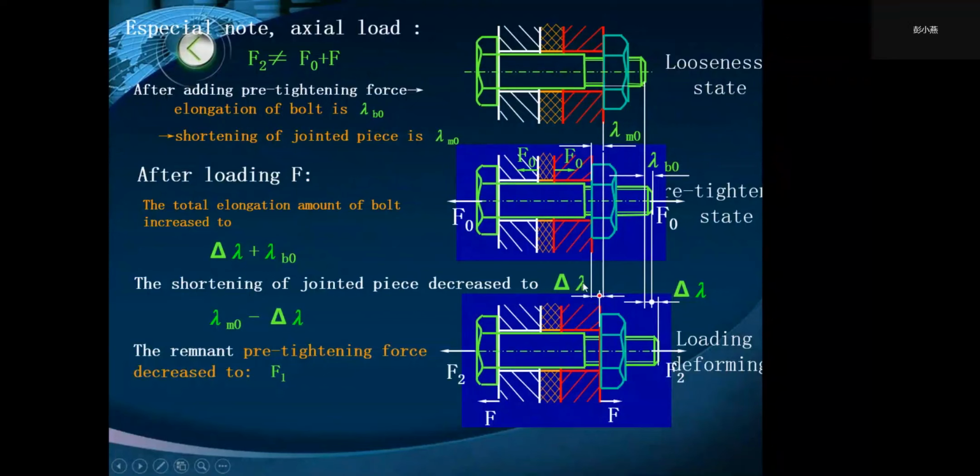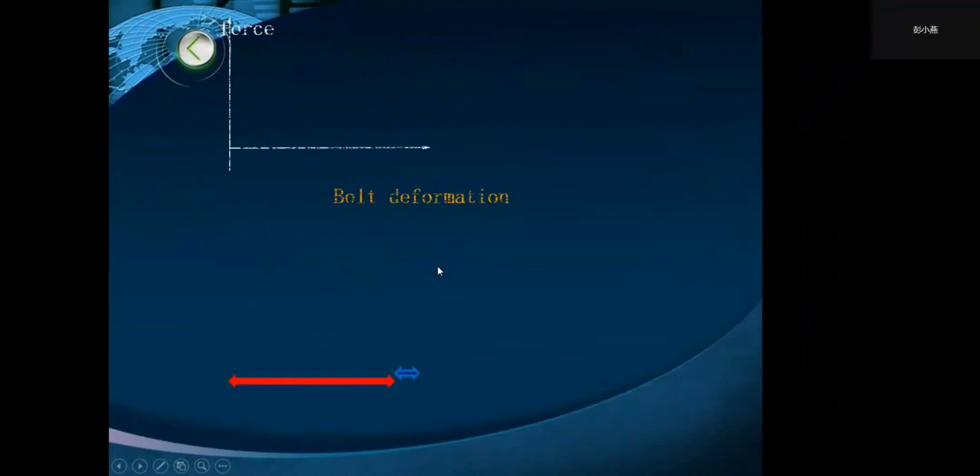So the remnant preload decreases to F1, and the total tensile force acting on the bolt is the F1 plus the actual force F. F1 is the remnant preload force. Obviously F1 is less than the preload.